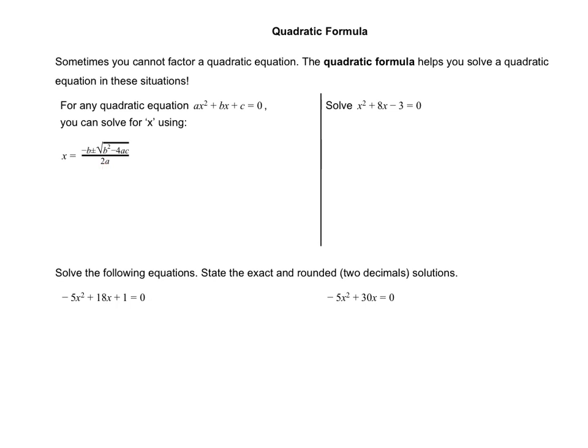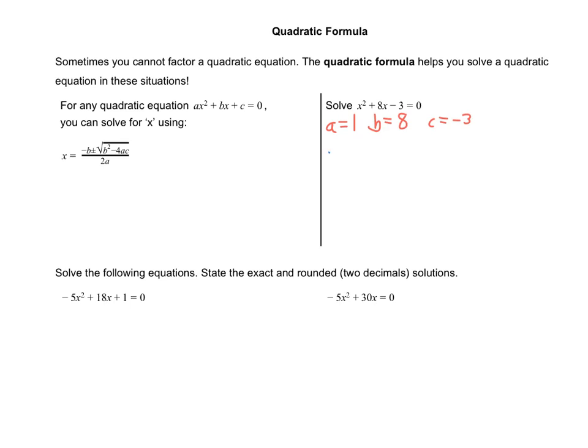So let's try this out. Looking at x squared plus 8x minus 3, you might see it as a simple trinomial and try to think of what two numbers multiply to negative 3 and add up to 8. And you will not find any combination. So we go to the quadratic formula. Here our a value is 1, b is positive 8, and c is negative 3.